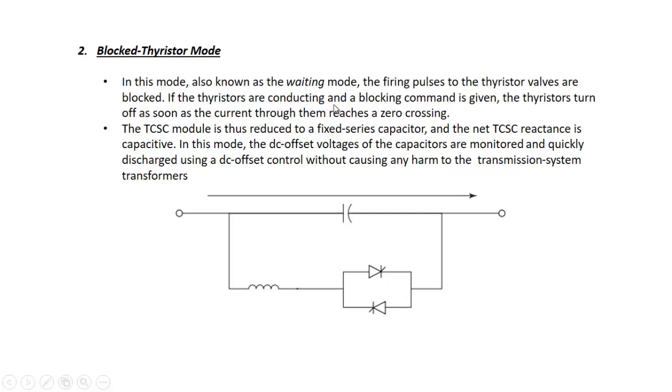If the thyristors are conducting and a blocking command is given, the thyristors turn off as soon as the current through them reaches 0 crossing. The TCSC model is thus reduced to a fixed capacitor, that is, only this capacitor will be present, and the net TCSC reactance will be capacitive, equal to 1 by omega C. In this mode, the DC offset voltage of the capacitor is monitored and quickly discharged using the DC offset control. This is some different control, but just remember it is done without causing any harm to the transmission system transformers, because DC offset is a problem for the transformer: it saturates the transformer core.